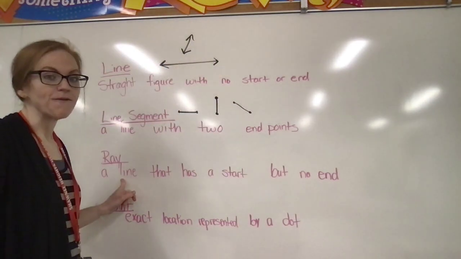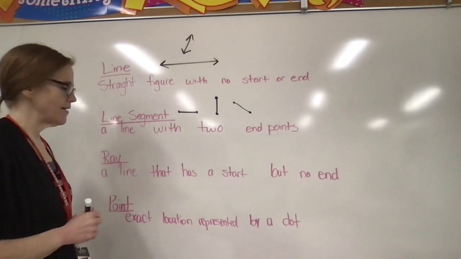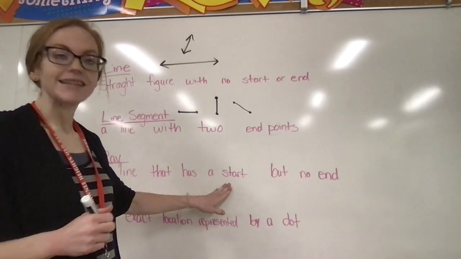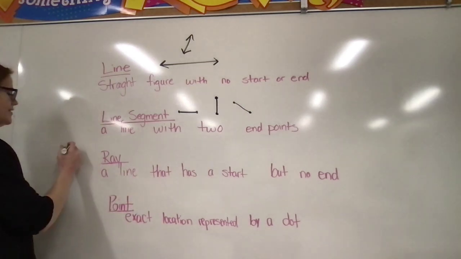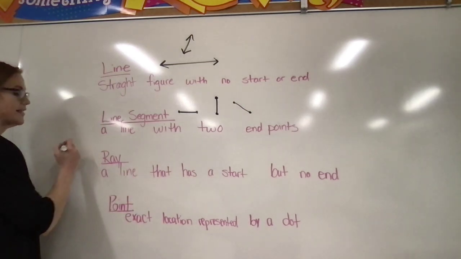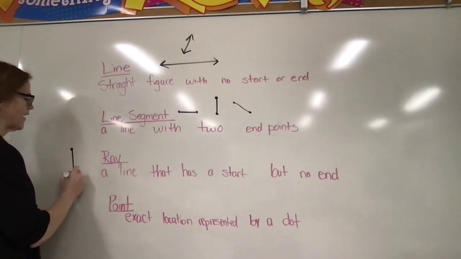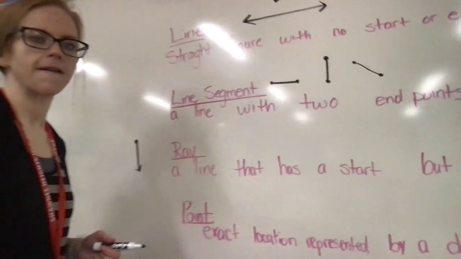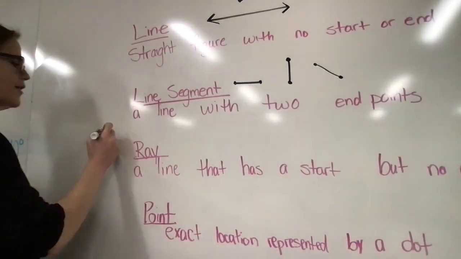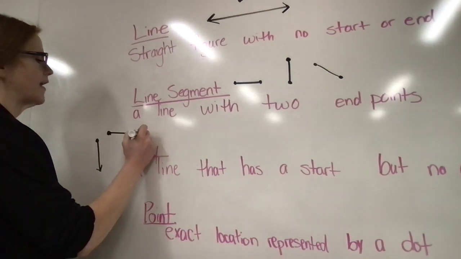A ray is probably one of my favorite ones to talk about because a ray is a line, so that means it's straight, and it has a start, but it does not have an end. So what that might look like is something like this. Here's my start, because it has an endpoint, and then it's going to have a straight path and then an arrow. I'm going to get a little bit closer so you can see that a little bit better. Again, it can go any direction you want it to. An endpoint, straight line, arrow.